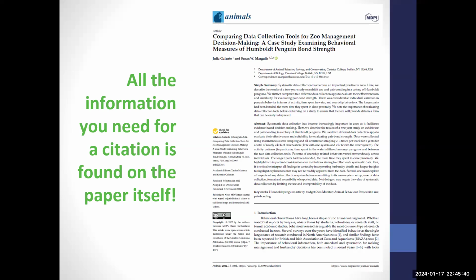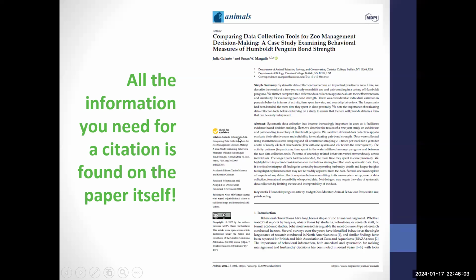So what you're going to want to do is look on the first page of your scientific article. And within this first page, you're going to find all of the information that you need for your citation. Now here in this article that I put up, if you look in the center of this page, you can see the citation right there.